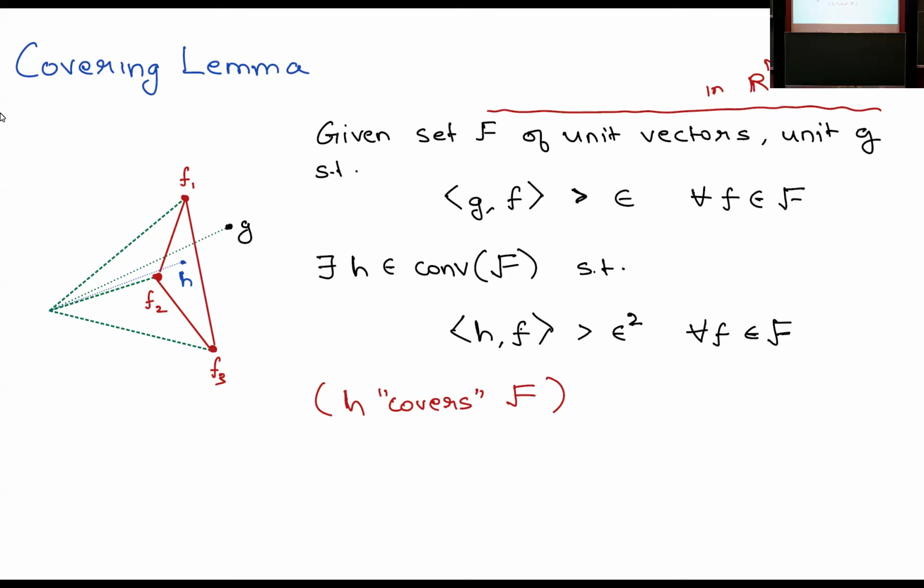This H is not going to be a unit vector. It's in the convex hull of unit vectors. It need not be unit, but it's a convex combination. And we'll think of this H as covering. Is the statement okay?